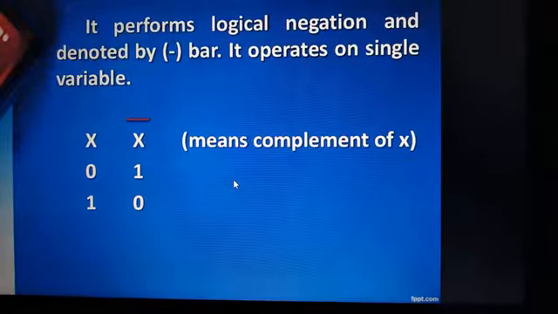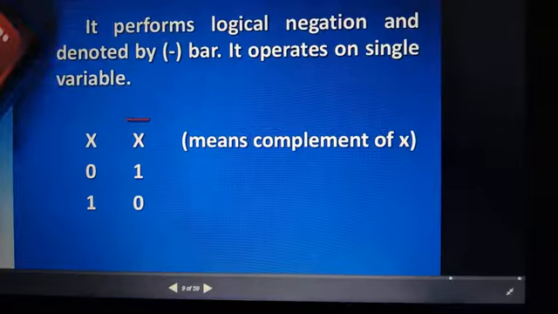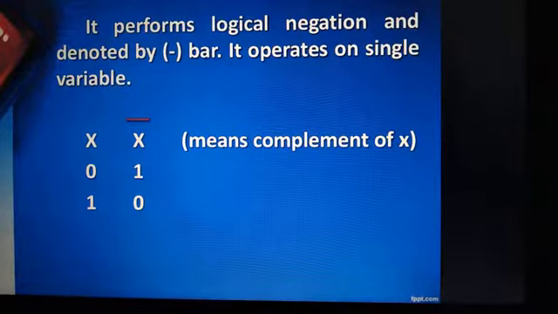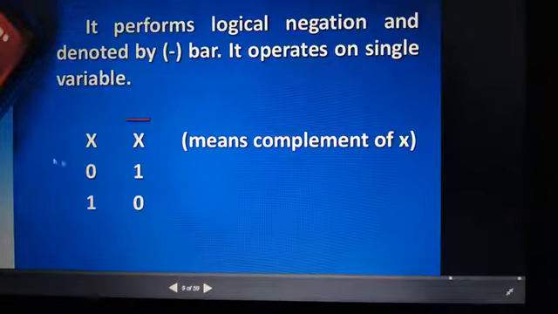NOT operator. NOT operator is logical negation. It is denoted by a bar. Here you see the bar symbol. So the NOT operator is used with a single variable, here you see only the x is used. In AND or OR, two variables are used. Here only one variable is used.